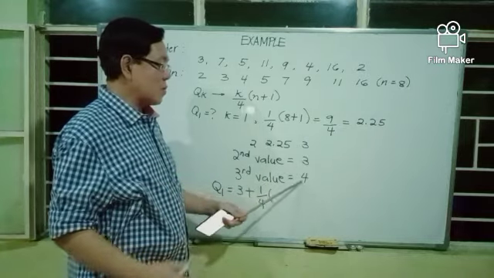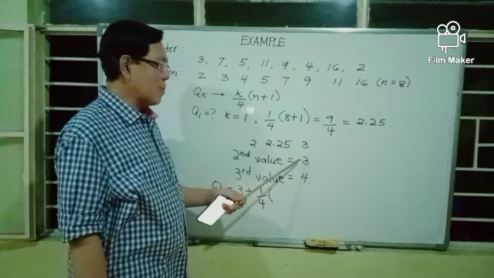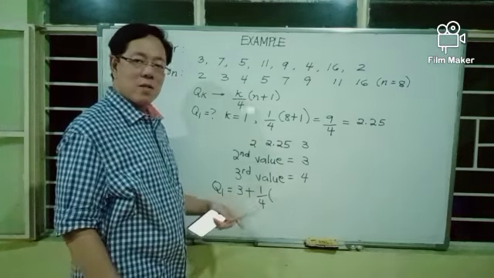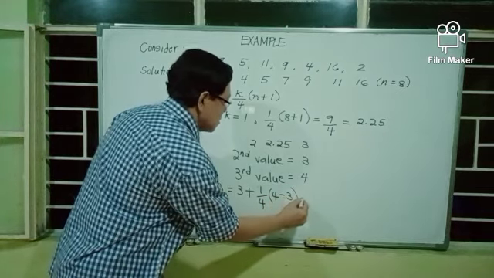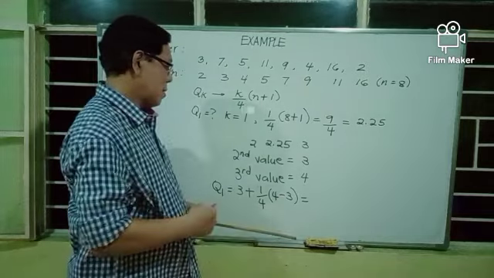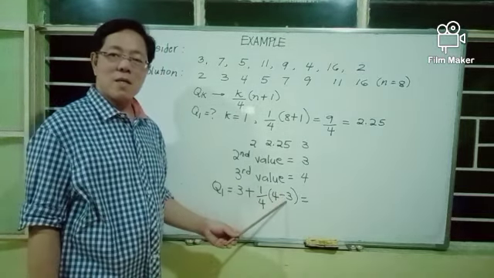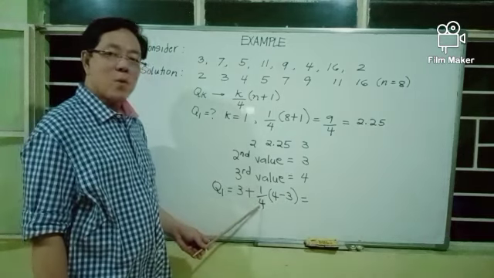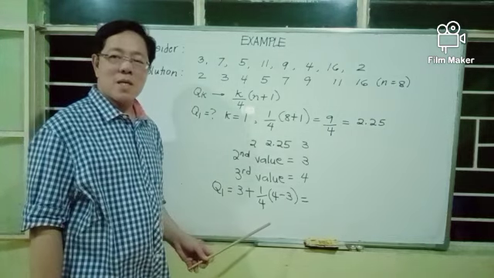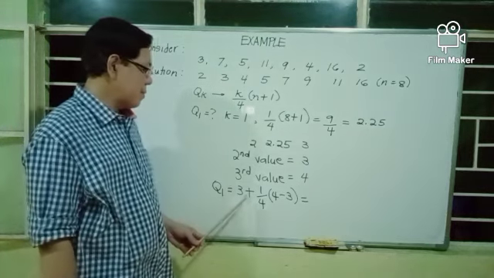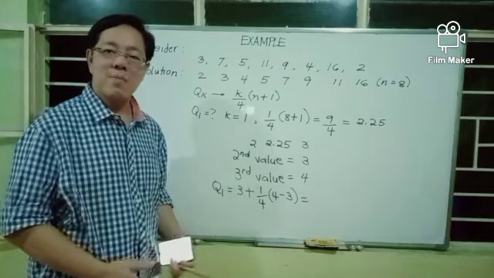The distance between these two values is given by the difference of the third value minus the second value, or 4 minus 3. And that's 4 minus 1 is 3. Multiplied by 1/4 is 1/4. And 1/4 is 0.25 plus 3. Hence, the first quartile is 3.25.